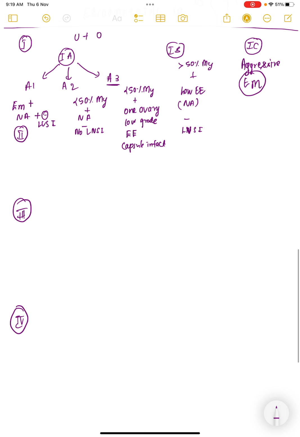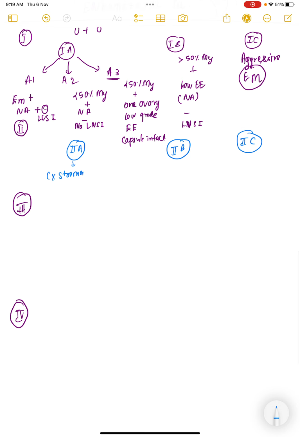Then coming to stage 2, again stage 2 is divided into stage 2A, stage 2B, and then stage 2C. Stage 2A is involvement of cervical stroma. From the endometrium, it has come to involve the cervical stroma, but it is only stroma without glandular involvement, not glands. It is only the cervical stromal involvement. Again, it is not aggressive type and there is no lymphovascular space invasion.